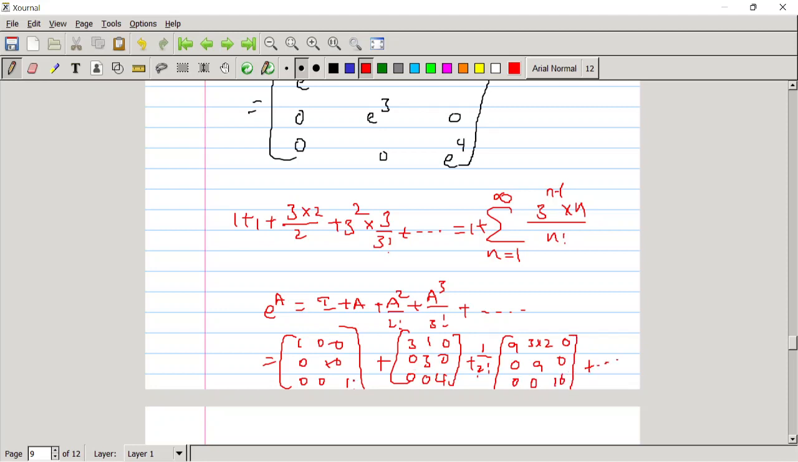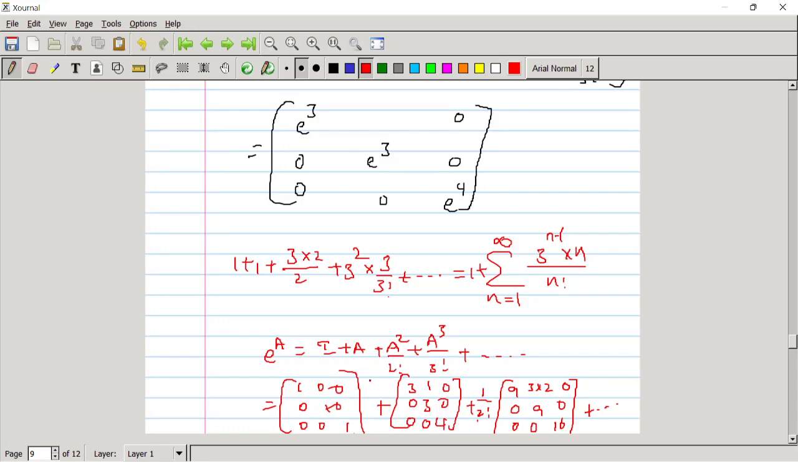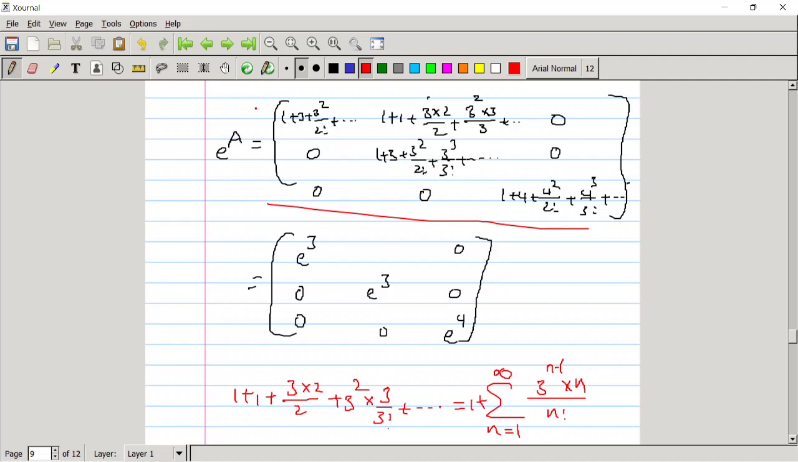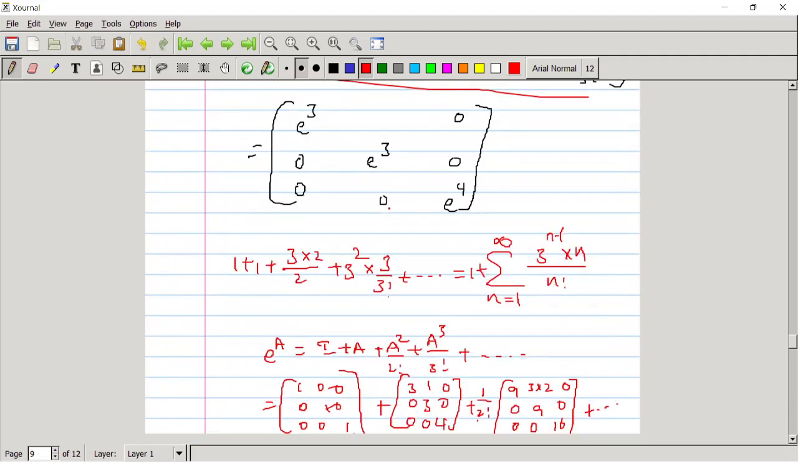I just wrote the sum of these matrices here, and then I'm just calculating the value of each element. The first element is nothing but e cube. Of course, I'm just calculating the second element, and the diagonal elements are e cube and e power 4. Is it clear?